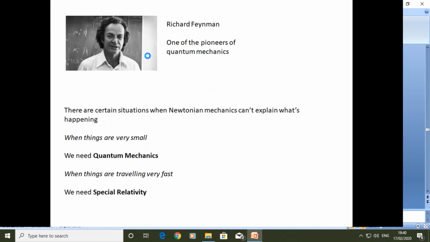Richard Feynman came up with most of this, one of the pioneers of quantum mechanics, Richard Feynman. There are certain situations where Newtonian mechanics can't explain what's going on, and weird things happen. And one of these situations is when things are very, very, very small, like electrons and photons. We say they are quantum particles, and to explain their weird behavior, we need quantum mechanics. The other situation, which I've looked at in other videos, is when things are traveling very, very fast, and for that we need special relativity.